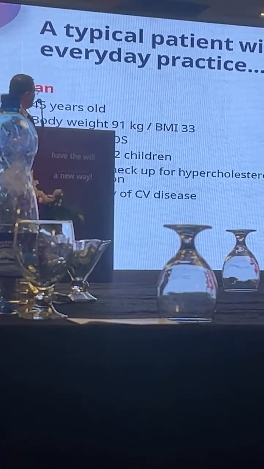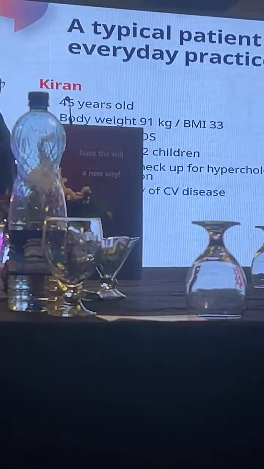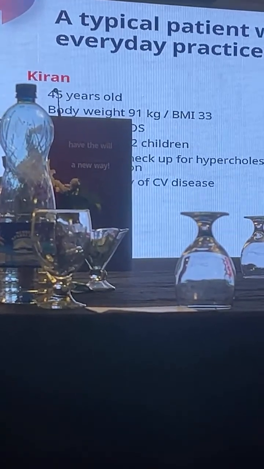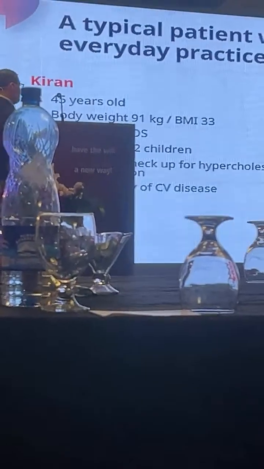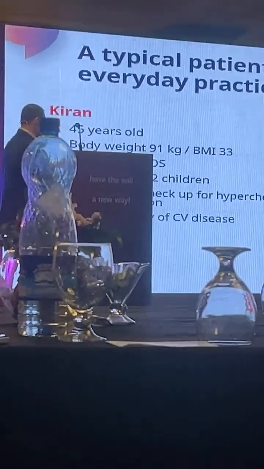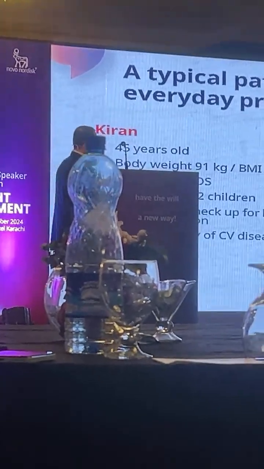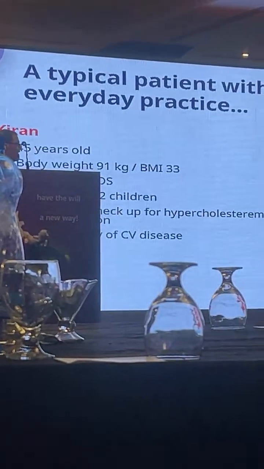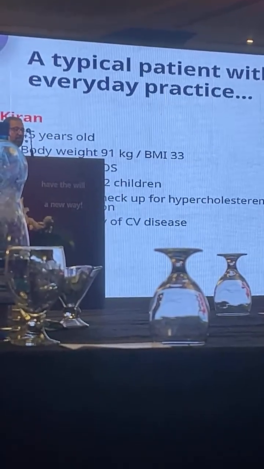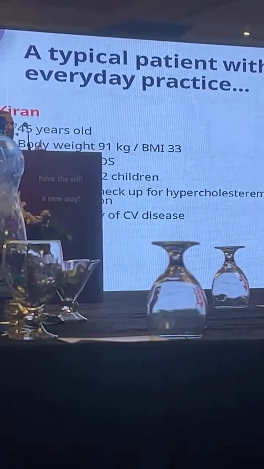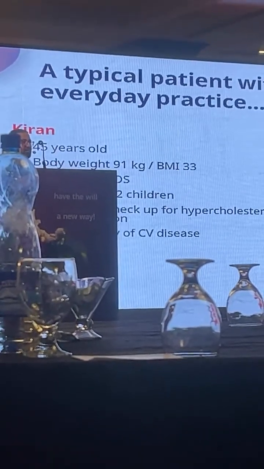I'll still get some weight loss effects, which is good, but Ozempic would be the right choice. On the other hand, Kieran, a 45-year-old lady, BMI 33, PCOS, and family history of cardiovascular disease. So again, where is the priority here? The BMI is a priority, the PCOS is a priority, the cardiovascular disease is a priority. Which drugs will give me the best benefit on these domains? In this case, it's Saxenda.